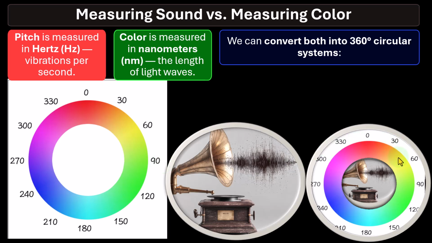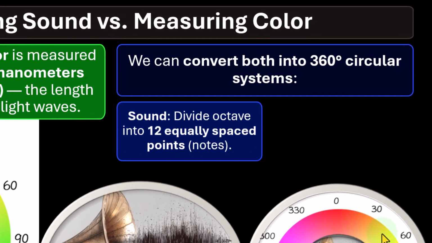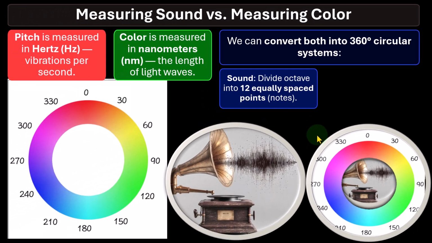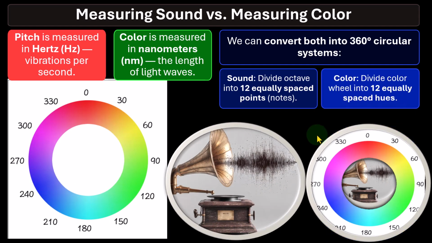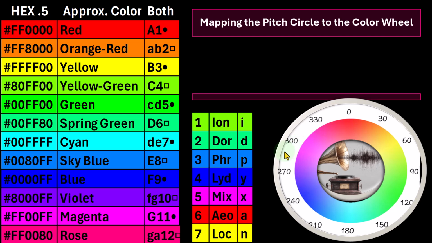That might sound a little wonky, but we actually will work that out if you want to look at the detail, but that's the idea. So sound: divide octaves into 12 equal spaces, points, notes, and color: divide the color wheel into 12 equally spaced hues. So then I just name these 12 points. That's in essence how they derive the 12 notes in the musical alphabet. Okay, so mapping the pitch circle to the color circle.